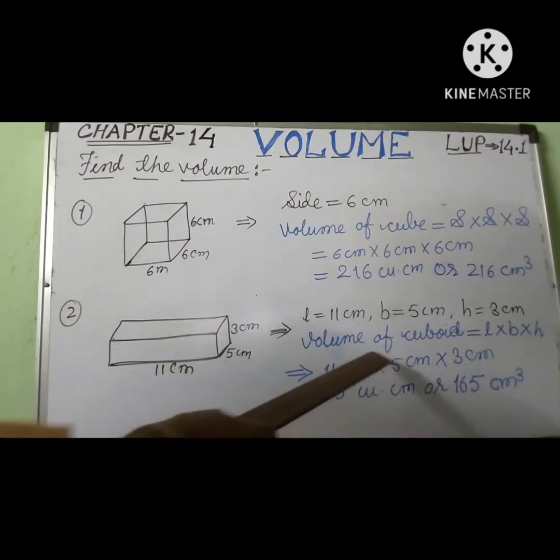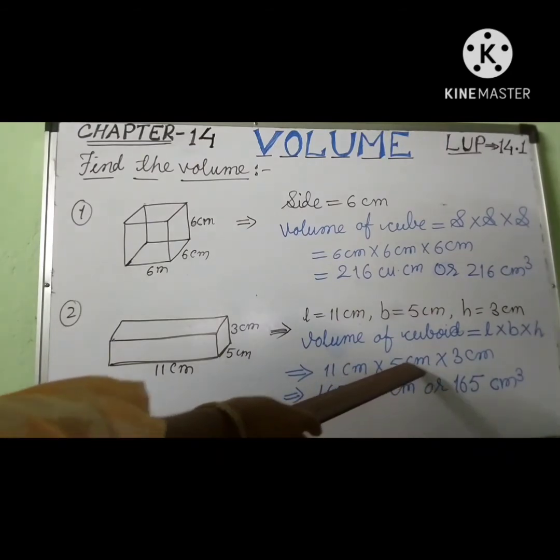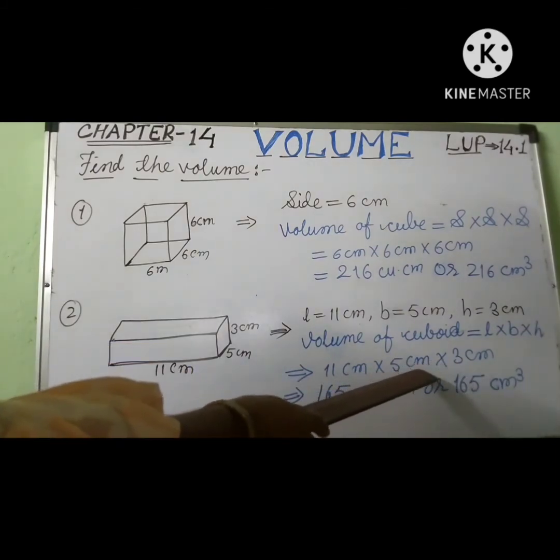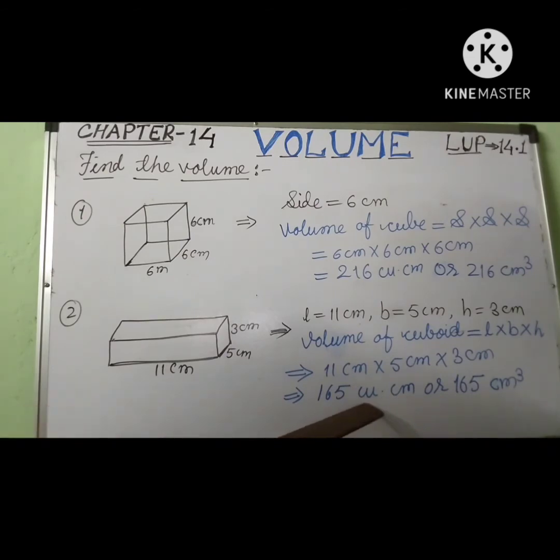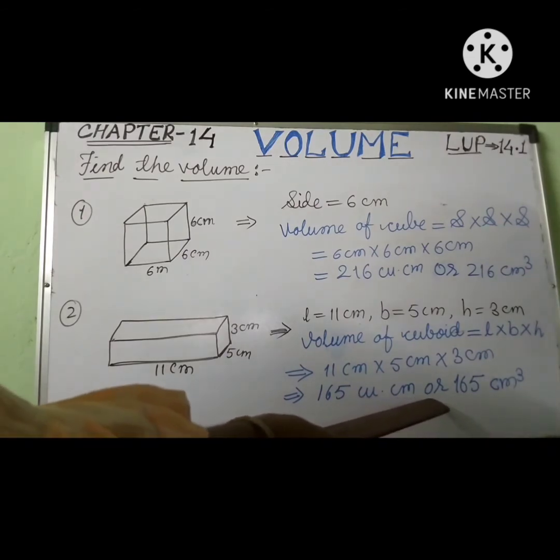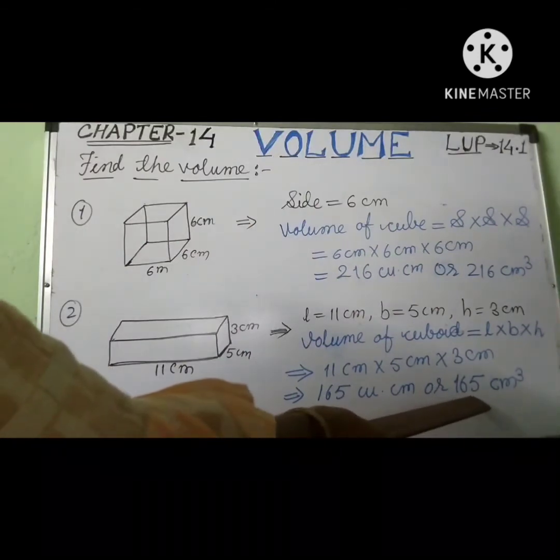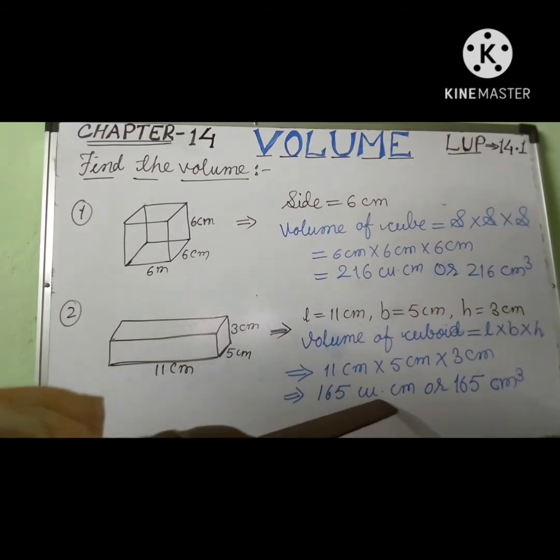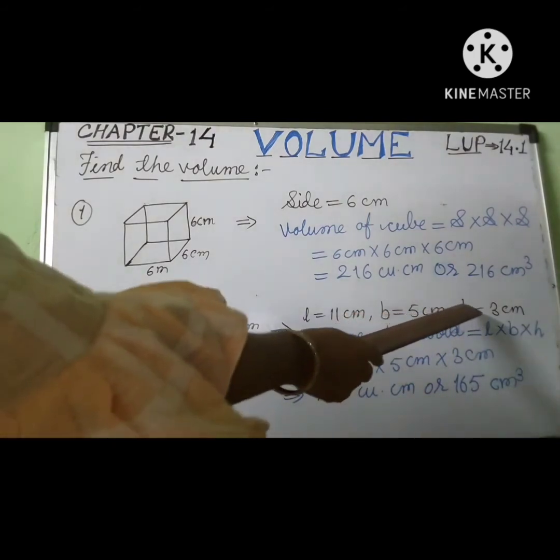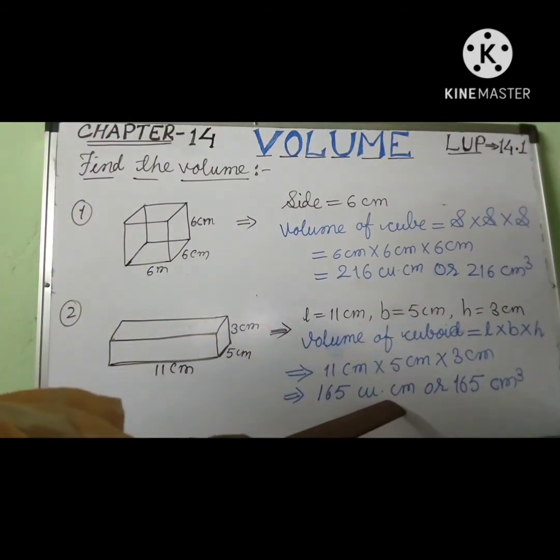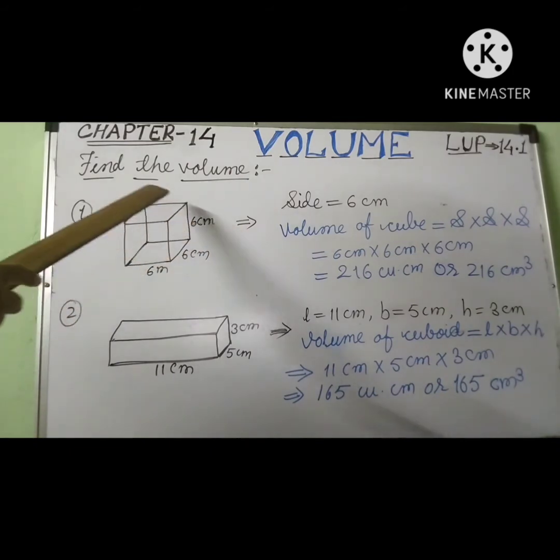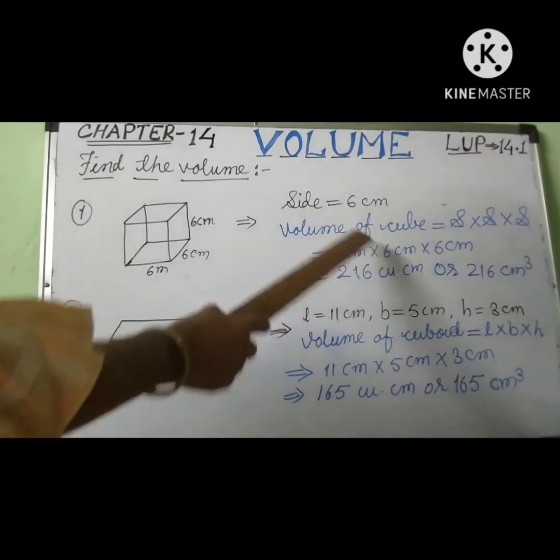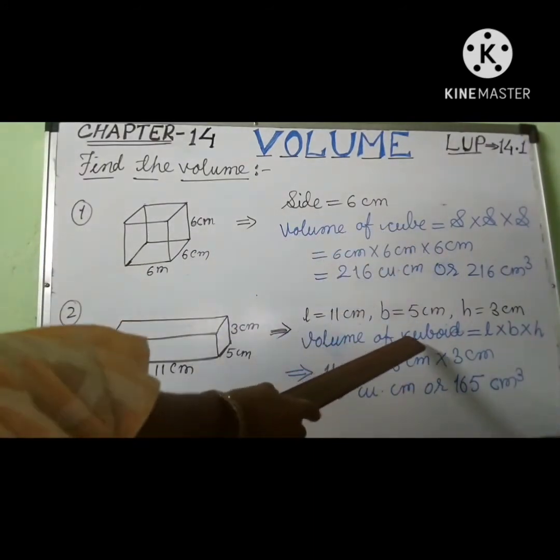So when we multiply all the 3 figures, 11 5s are 55, 55 3s are 165 and all the dimensions are in centimeter. So we have to write unit in centimeter, cubic centimeter. Or we can write 165 centimeter cube. Okay. So the answer is 165 cubic centimeter. If the dimensions will be given in meter, so we have to write meter in units. Okay. So this way we can find the volume of cube and volume of cuboid if we know the formula of cube and cuboid.